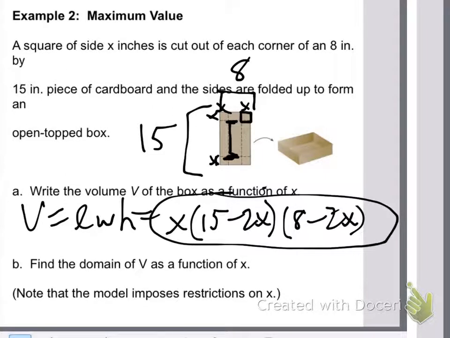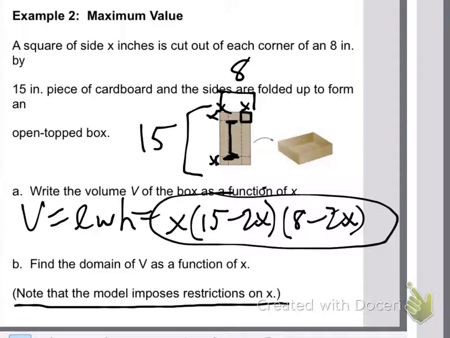Now it says find the domain of V as a function of x. Note that the model imposes restrictions on x. Now some of you might say, well, Mr. Habit, the domain is all real numbers because there's no fractions, there's no square roots, we're fine. And in a normal situation, we would be. The problem is we are dealing with the dimensions of a box.